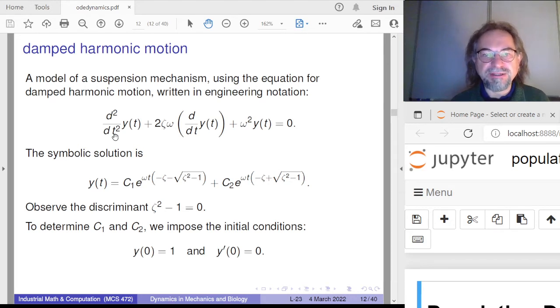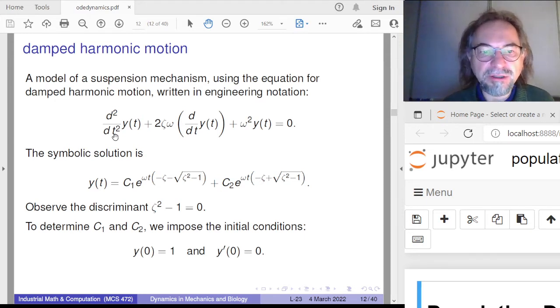I hope I don't say this wrong here, but the importance of this engineering notation is that we already recognize the critical value of the parameter zeta will be 1. That will be the critical parameter. If it's less than 1 or larger than 1, the solution will fundamentally differ. There is a whole family of solutions if we do not specify the initial conditions. We have two parameters, C1 and C2. They are determined if we give an initial displacement and an initial velocity of 0.